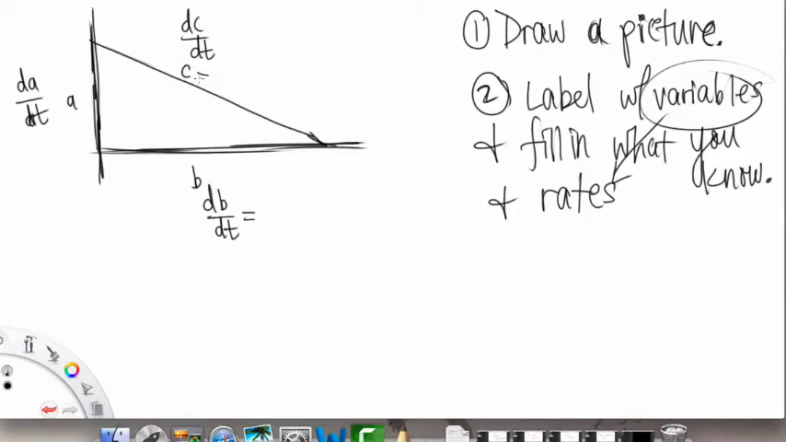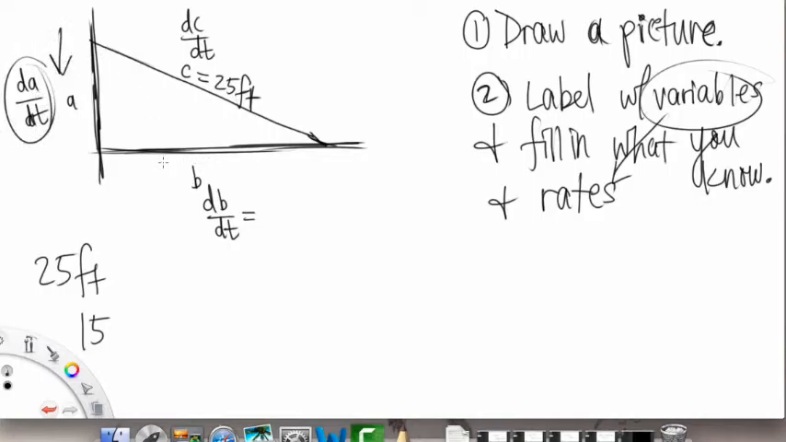For C, we know that the length of the ladder is 25 feet. So we do know that. That's good. Also, from the previous slide, I'll write down what we were given. 25 feet is the length of the ladder. We know that we're trying to find this rate here, dA/dt: how fast is it sliding down as the bottom is sliding away? So we're trying to find dA/dt.